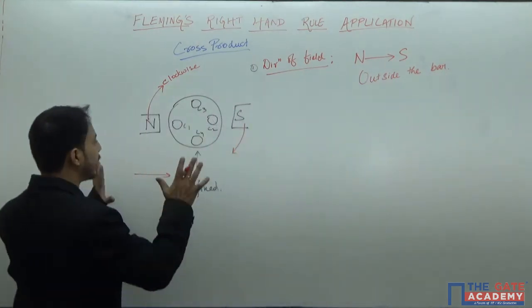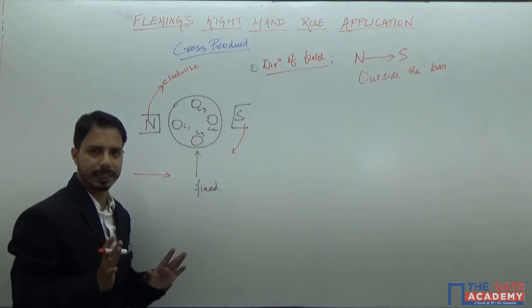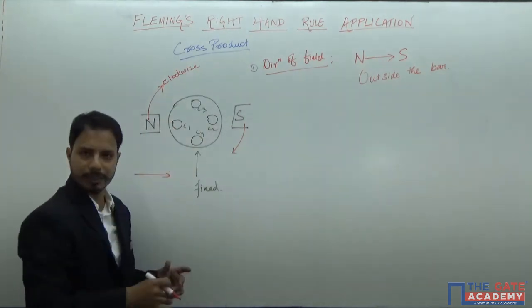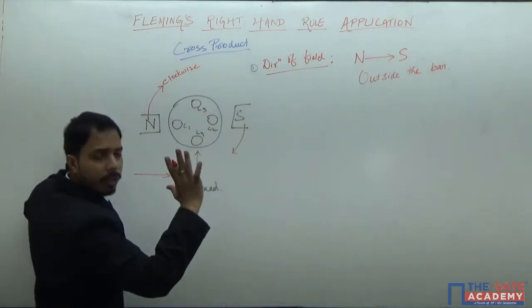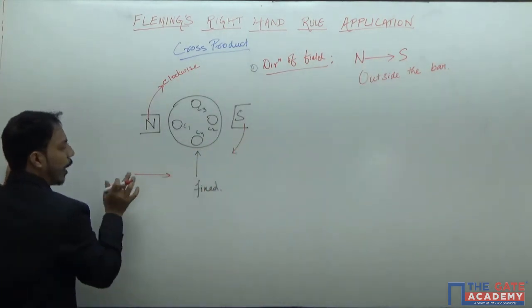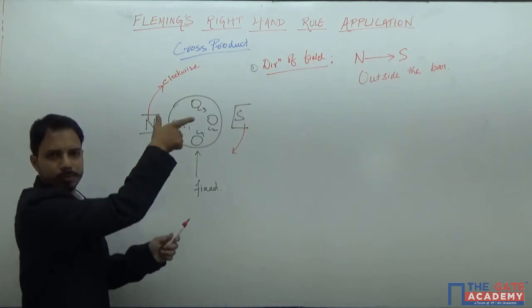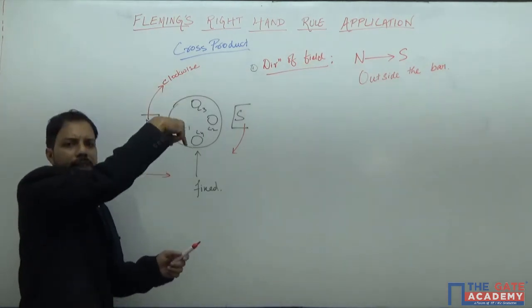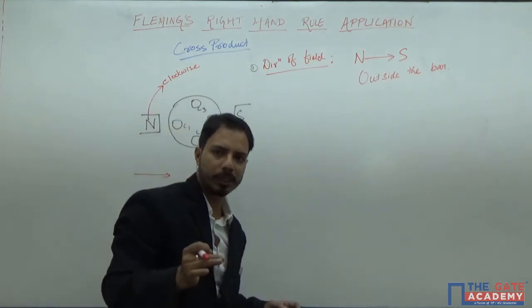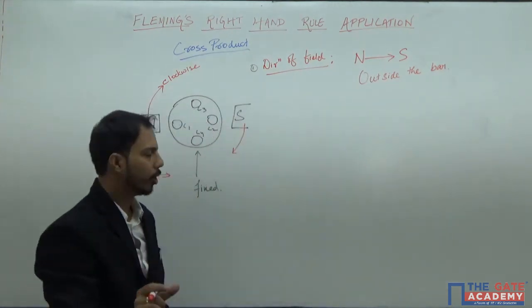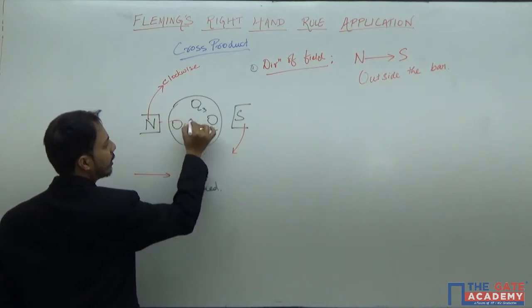Now let us say at this instant my north pole and south pole are in this direction. After some time it will go somewhere else, but let us not worry about that. Let us say at this point the north pole and south pole are here, so my field is in this direction. After some time it will change and rotate in this way. But for this instant, that's why I am using the word instantaneous, let us say my field is in this direction.